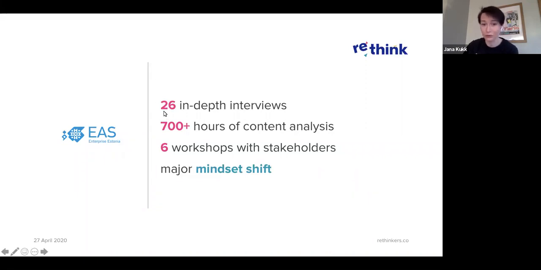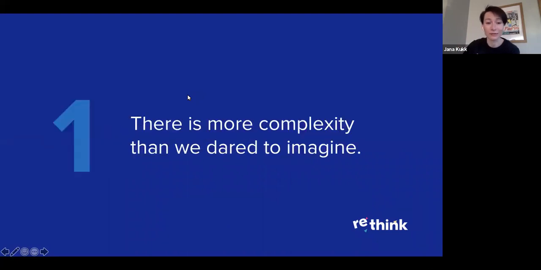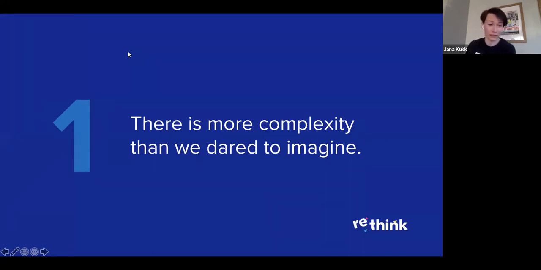We have talked to 26 different customers, and we're still structuring data. What we have concluded, however, is, point 1, that there's far more complexity than anybody has dared to imagine.